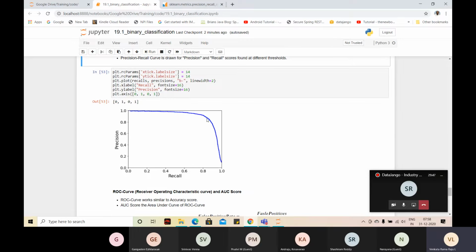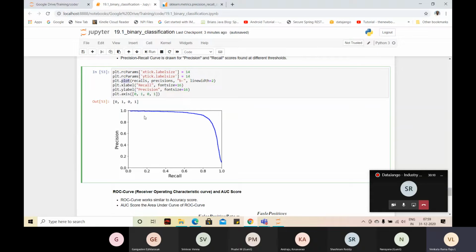If you have to draw a line, there should be dots, right? For each dot, there should be an x coordinate and a y coordinate, a recall coordinate and a precision coordinate. So these recalls and precisions are calculated by the precision recall curve method, and using those precision and recall values, we are plotting.